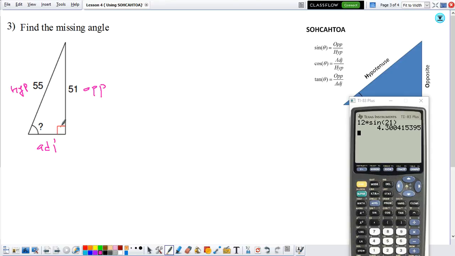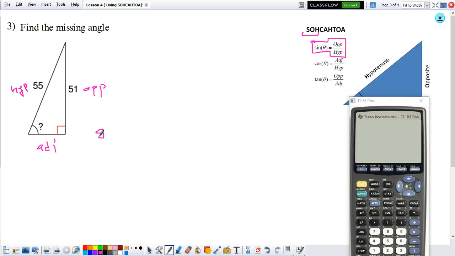Now, what do we know here? We know the opposite and we want the hypotenuse. So let's go back here to Sohcahtoa and see what of the three trigonometric functions talk about opposite and hypotenuse. So here we see that in SOH, that says that the sine is equal to opposite over hypotenuse. And that's exactly what we have here. We know the opposite, we have the hypotenuse. So that says that we can use sine. So let's set that up.